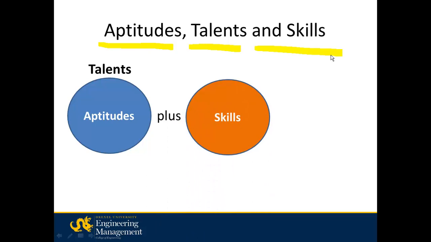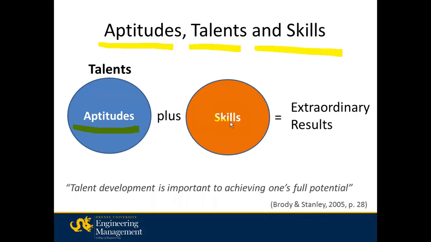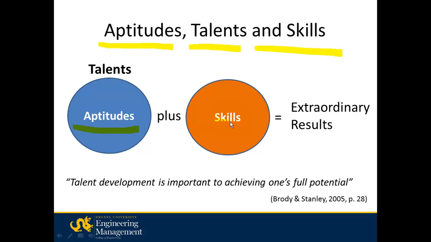Second is the elements of skills. So when skills are not innate, they are developed over time. Now the key here is when you have aptitudes and skills together, you can develop extraordinary results. And the authors Brody and Stanley said it, I think, best, where talent development is important to achieving one's full potential. Within this leadership course, we are talking about understanding yourself, like we did last week with your behavioral styles, developing your talents, which are based on your aptitudes, and then as you are getting your degree and experience, you are honing your skills. The goal is to be able to get you extraordinary results and create a career for yourself.